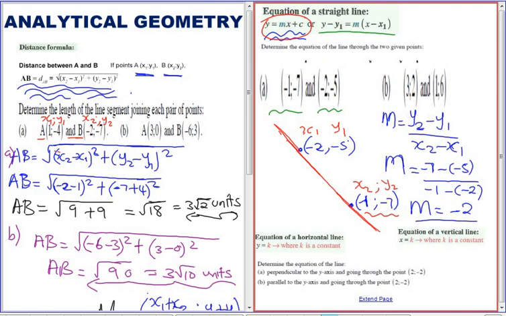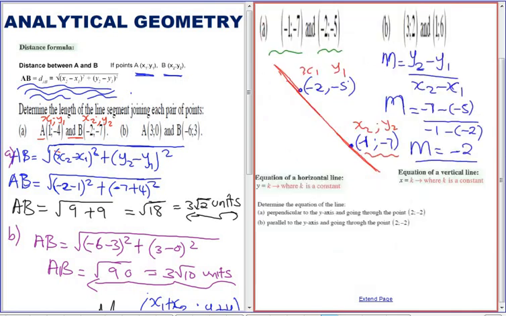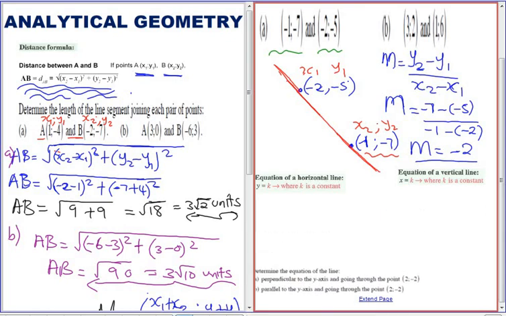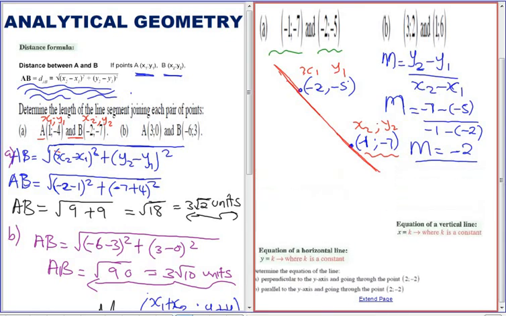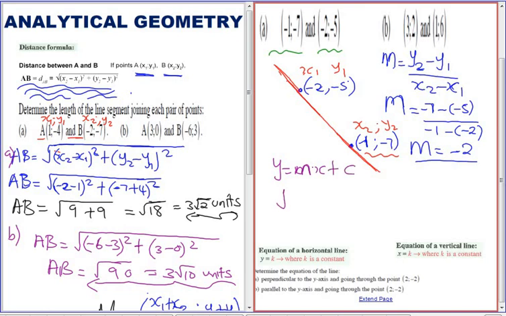Well, once you have the gradient like this, what you can now do is to substitute it into the general formula of a straight line. Remember, the general formula of a straight line is y is equal to mx plus c. We're going to use that one more than the other one. So in place of m, let's put -2. So the equation of a straight line will simply be -2x plus c in this situation.